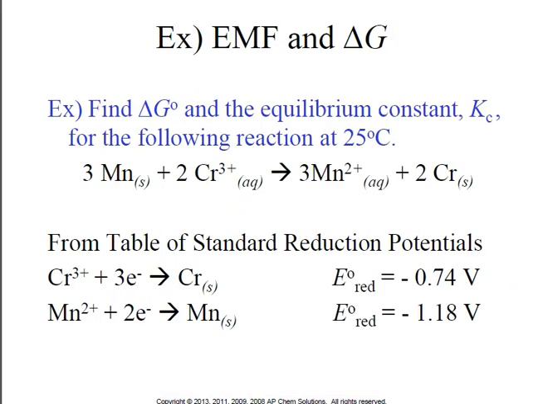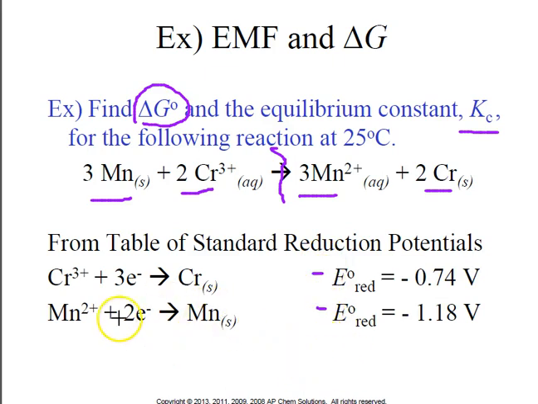Alright, so here's an example problem. They want us to find delta G, Gibbs free energy, and they want us to find the equilibrium constant. No surprise, they're pulling in something from last chapter there, for the following reaction. So here we have manganese solid and chromium ion as reactants, manganese ion and chromium solid as our products. So we got reactants on the left, products on the right. Here's our two reduction potentials. And remember, one of these has to be flipped.